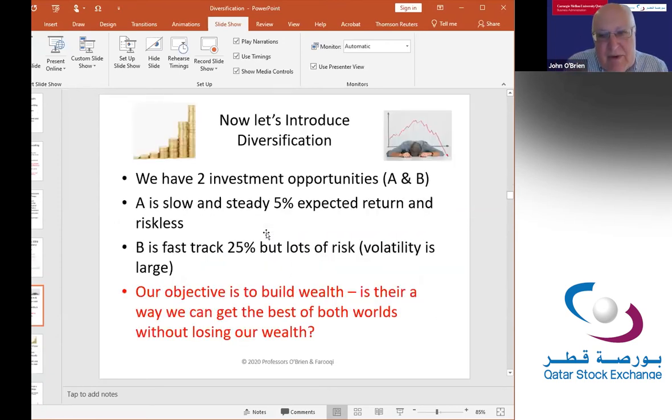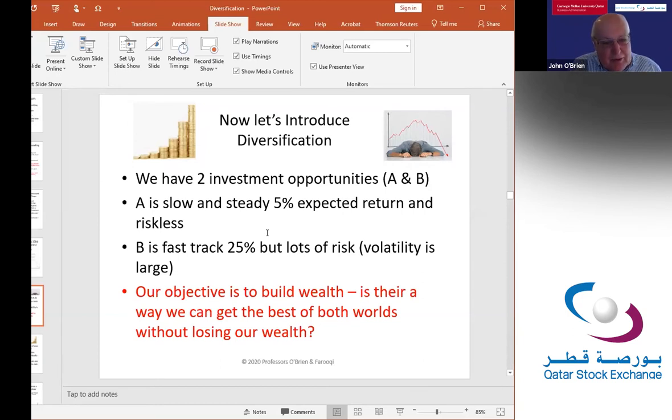So now let's see how we deal with the risk management side of investing. And so we're going to come back to this most important concept of diversification. And we had in our original questions two investment opportunities, A and B. A was like the turtle, slow and steady, 5% expected return, but riskless. B is like the hare, in the tortoise and the hare. Fast track, 25%, lots of risk, but volatility was large.